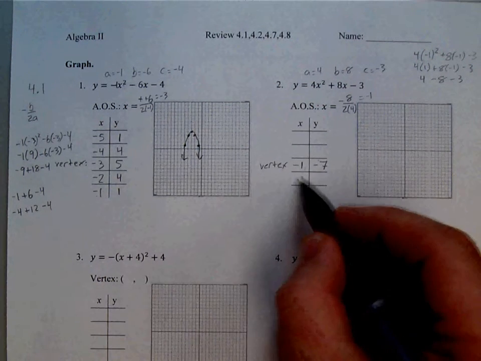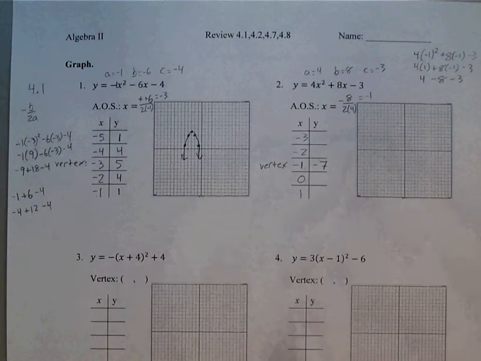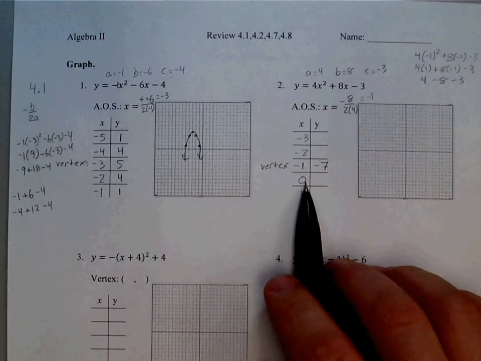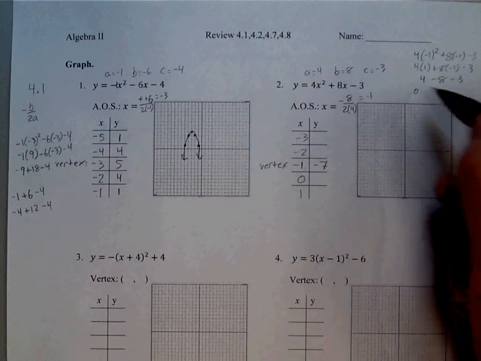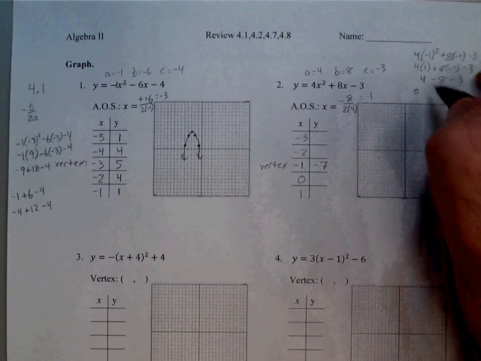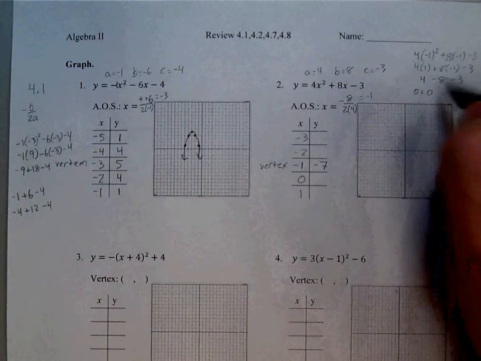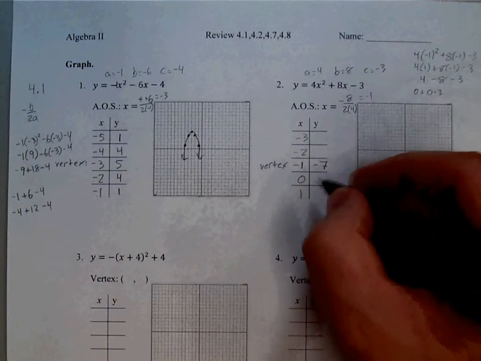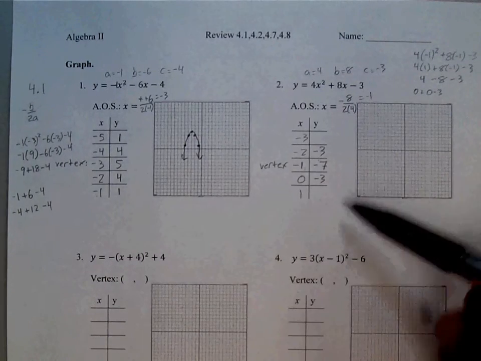Surround negative 1. To the right I get 0 and 1. To the left I get negative 2 and negative 3. It's easy to plug in 0. When I plug in 0, I get 0 plus 0, because 4 times 0 squared is 0, 8 times 0 is 0, and then you get minus 3. So 0 plus 0 minus 3 is negative 3. So I also get that negative 3 when I plug in negative 2.